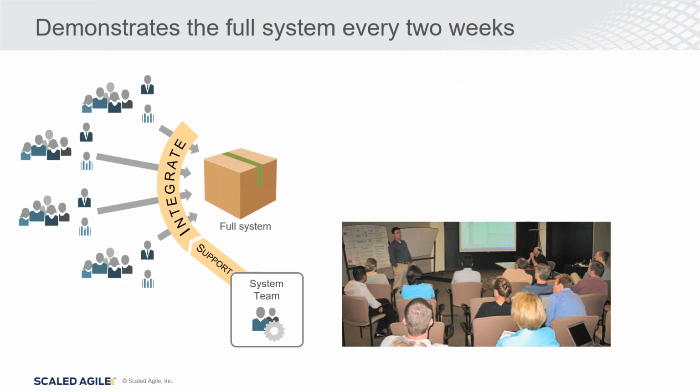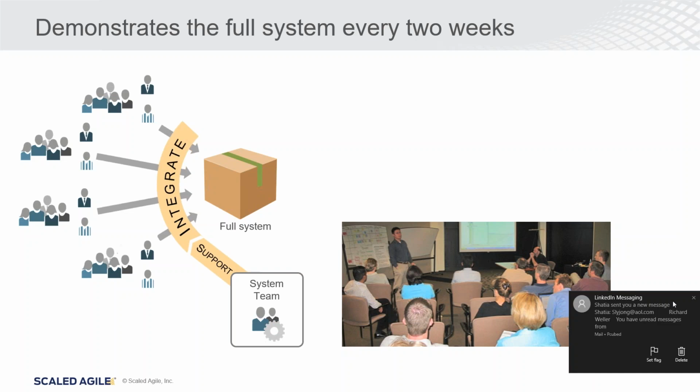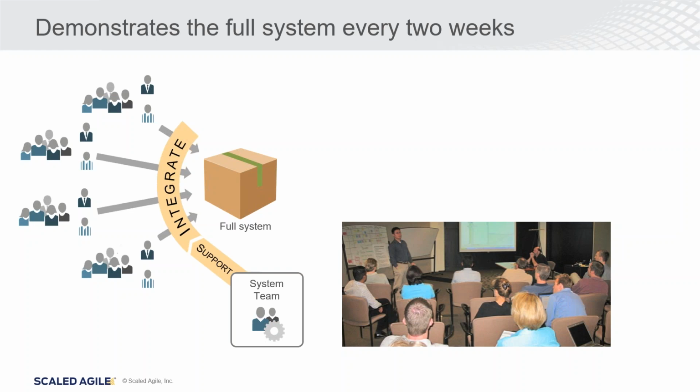And then also within the scaled agile framework, the teams come together and perform a demonstration of the full system every 2 weeks. So every 2 weeks, we're bringing things together, integrating the solution, and performing a demonstration of that working solution to all stakeholders, so that everyone stays abreast of where things are, how things are developing, and has the opportunity to provide feedback.